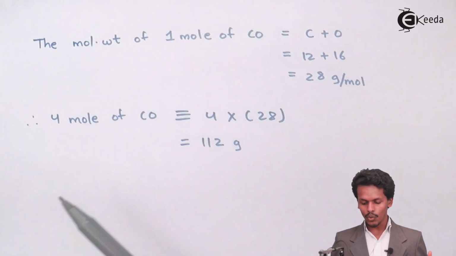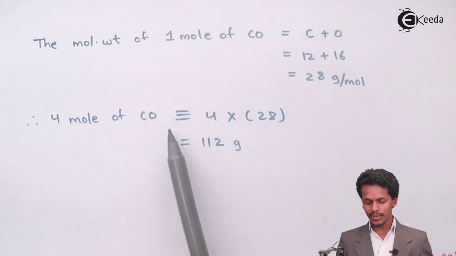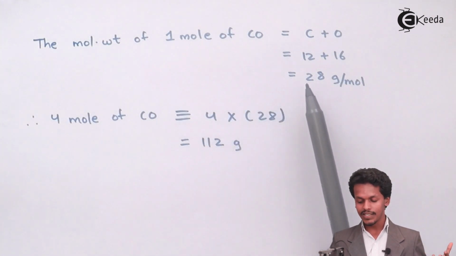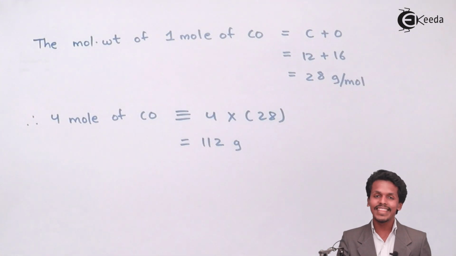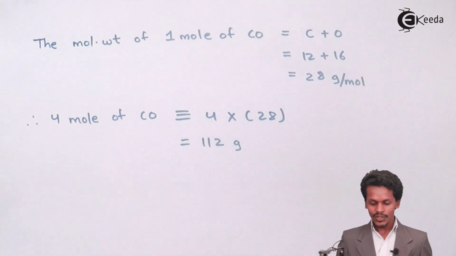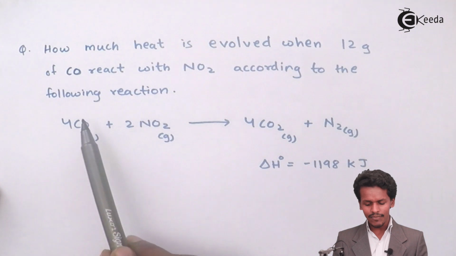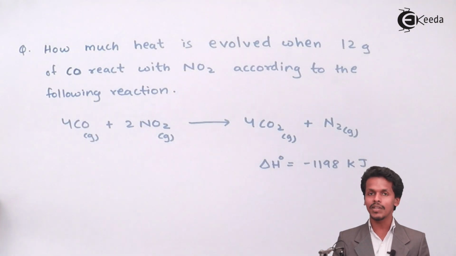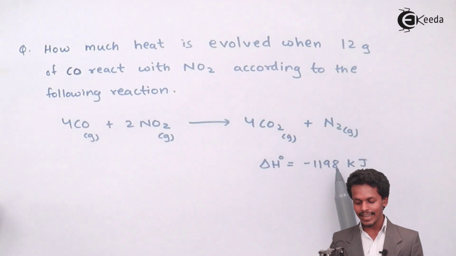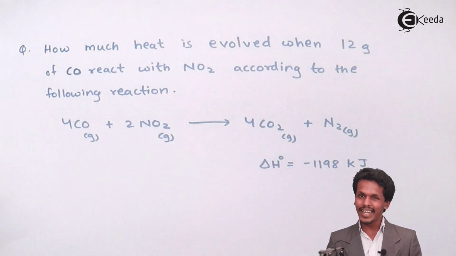So the main thing we got to know is that 4 mole of carbon monoxide is 112 gram, while 1 mole of carbon monoxide is 28 gram. And what they have provided us is 12 gram of carbon monoxide. In the reaction, 4 mole of carbon monoxide is responsible for giving the heat of reaction, that is minus 1198 kilojoule.